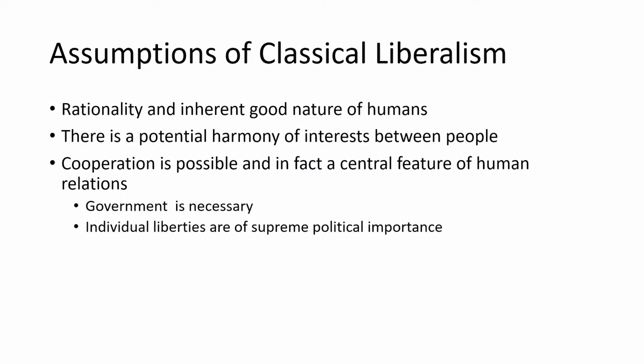Like most theories, classical liberalism is built on certain assumptions. Classical liberals, unlike realists, believe that rationality would dictate that humans would cooperate, as humans are inherently good in nature. There's a potential harmony of interest between people. Furthermore, they argue that cooperation is possible and in fact a central feature of human relations. Government is necessary and individual liberties are of supreme political importance.